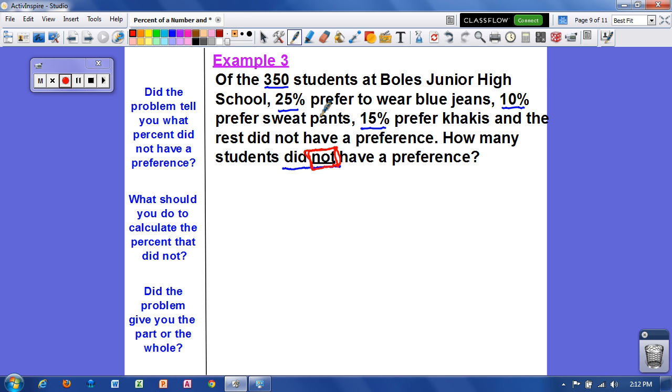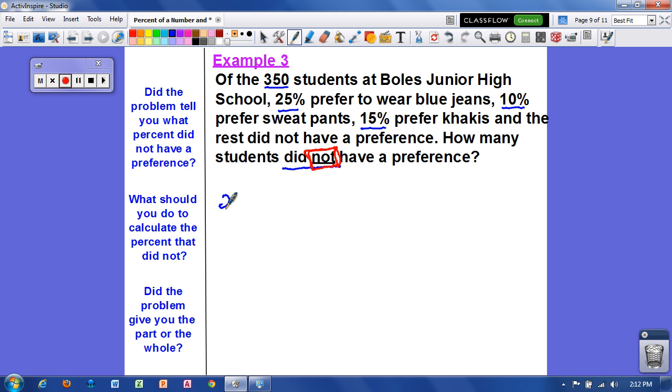So we have to figure out what is left over out of this percentage here. All right, so we have 25%, 10%, and 15%, but we're not concerned about these people. We want to know who is left. Well, keep in mind that a percent is a ratio comparing an amount to 100. So that means we have 100% total. So I want to take the total percentage we have here, subtract it from 100. That's going to be the percent of people who did not have a preference.